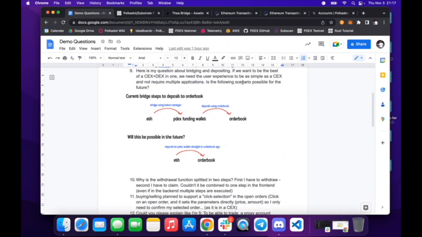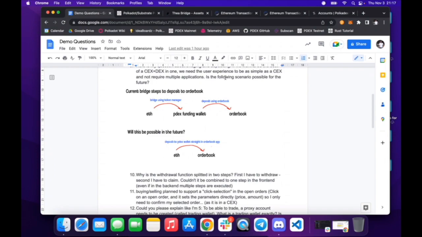The next question is about bridging and depositing. If we want to be the best of a CEX plus DEX in one, we need the user experience to be as simple as a CEX and not require multiple applications. Is the following scenario possible for the future? So what the user is asking is, instead of transferring tokens first from Ethereum to Polkadex chain and then from Polkadex chain to the Orderbook, can't we just directly transfer from another network to Orderbook? This is totally possible. This is what Thea is all about.